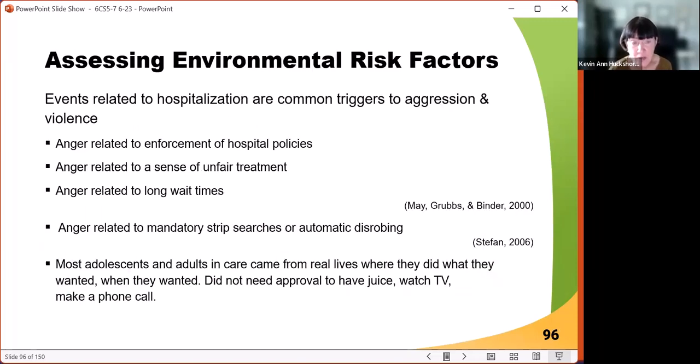The same thing when someone comes into us with a history of violence. We need to make sure, because we have no idea really what happened, and we need to ask the patient what happened, because a lot of the time we label patients violent when we place them in situations where possibly we might have become violent also. We also need to look at events related to hospitalization that are common triggers to aggression and violence. Hospital policies, especially when they're implemented unfairly or inconsistently.